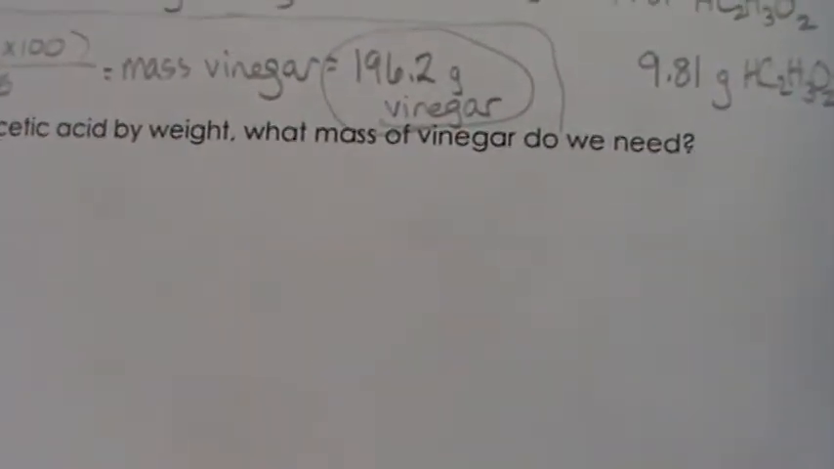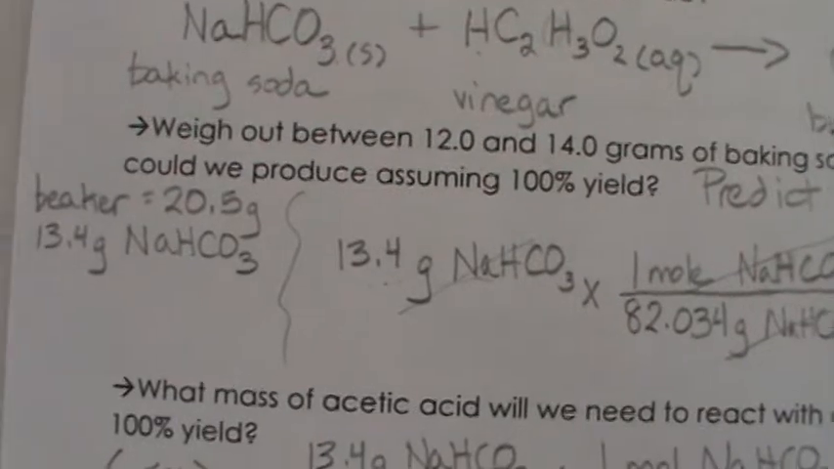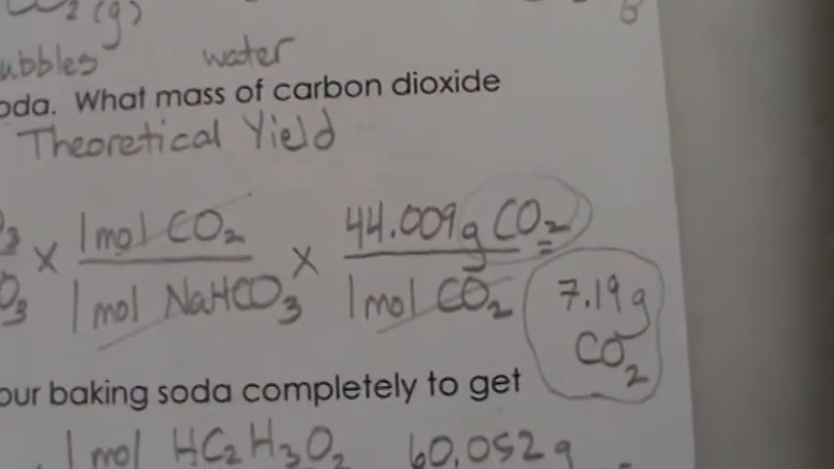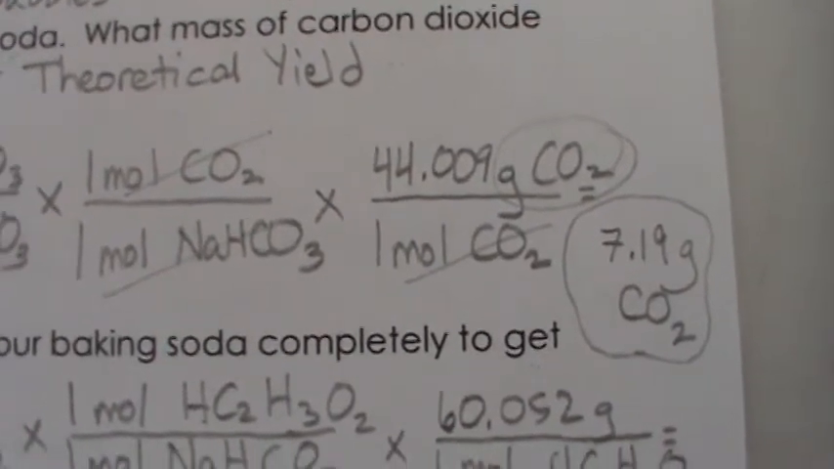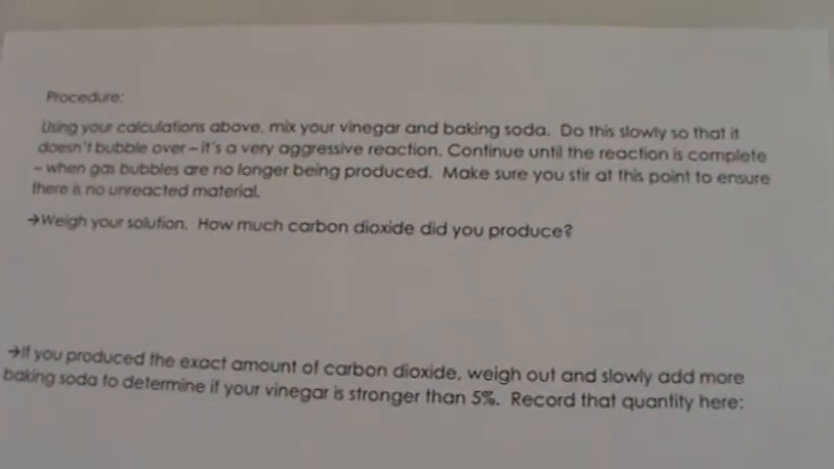196.2 grams of vinegar. That is what I need to react with my 13.4 grams of sodium bicarbonate. And if I combine those two together and the overall value loses 7.19 or 7.2 grams of gas, then I'll know that this is accurate. All right, so let me go ahead and come to page 3. The next part of this is to find this. Now the last time I did this, I made a crazy huge mess.